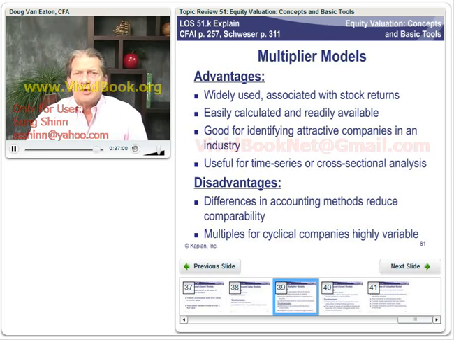And multiples for cyclical companies are highly variable. When you look at the price to earnings for a cyclical firm, it can move all over. At the peak, that price-earnings ratio may be very low because those earnings aren't expected to persist or grow. However, at the bottom of the economic cycle, when earnings are very, very low, that price-earnings ratio can be very, very high. So that's a disadvantage, is that applying these price-based ratios to cyclical firms will get very cyclical ratios.